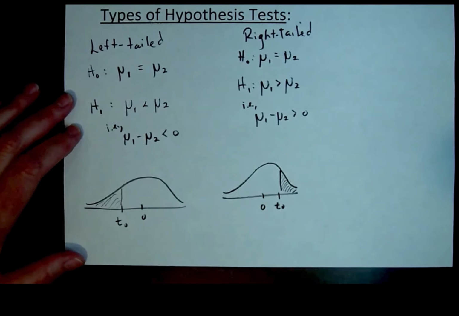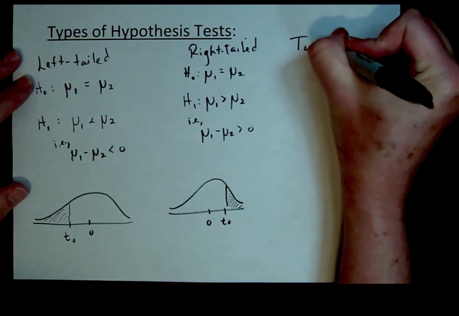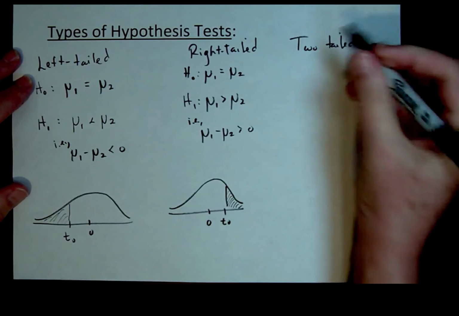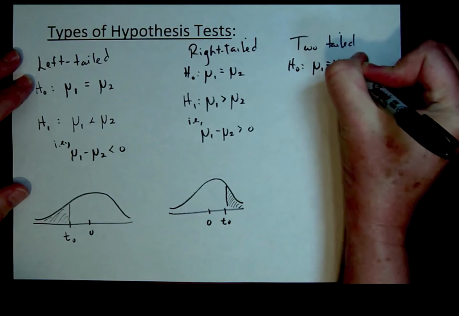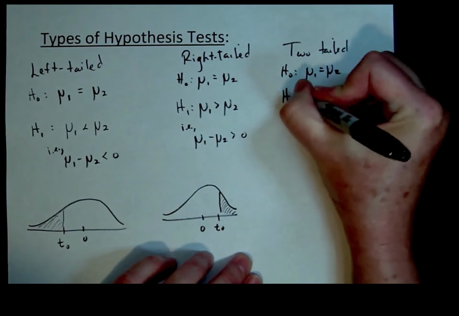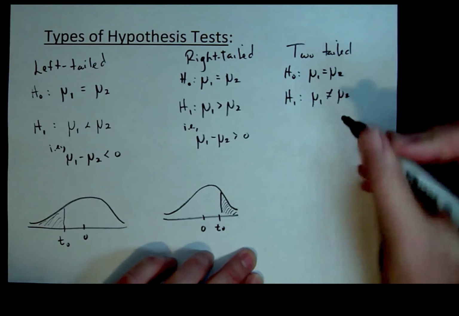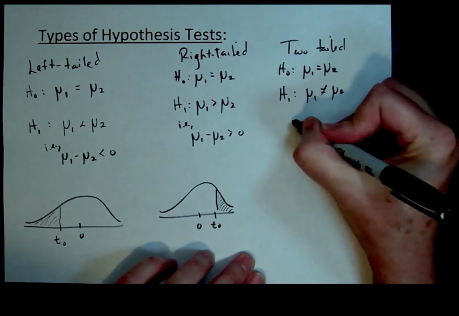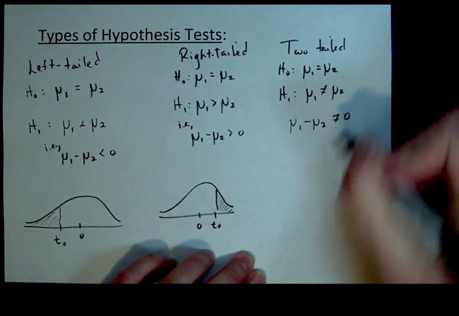to get our p-value. And then the last type of test that we might perform is the two-tailed test. Again, H0 is the hypothesis where you assume there's no difference. The alternate hypothesis in this case is simply that mu1 is not equal to mu2. So mathematically we're checking that mu1 minus mu2 is not equal to 0.